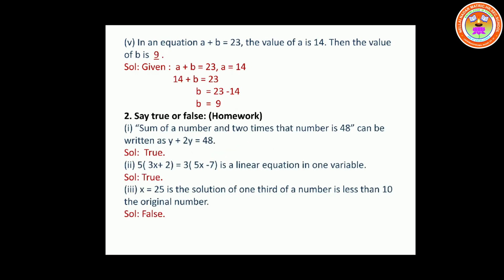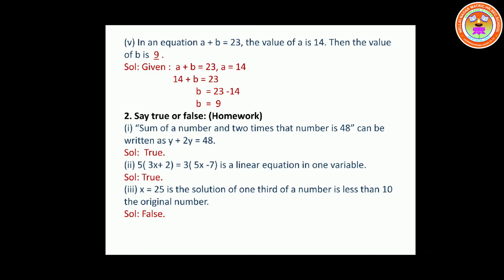Next, in an equation a plus b is equal to 23, the value of a is 14. Then the value of b is? So there is an equation a plus b is equal to 23 given, and it is also given that a is equal to 14. I need to find what is b.